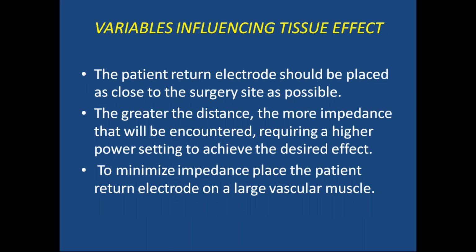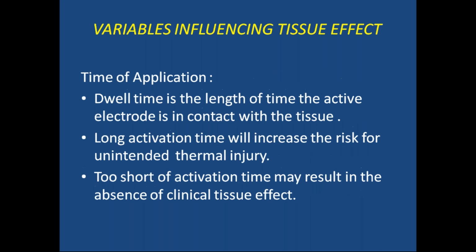Coming to the patient return electrode, it should be placed as close to the surgical site as possible, because if it is placed far away, the current must pass all over the body to the other electrode site, so the tissue may be affected in between these two. The greater the distance, the more impedance will be encountered, requiring a higher power setting to achieve the desired effect. To minimize the impedance, place the patient return electrode on a large vascular muscle.